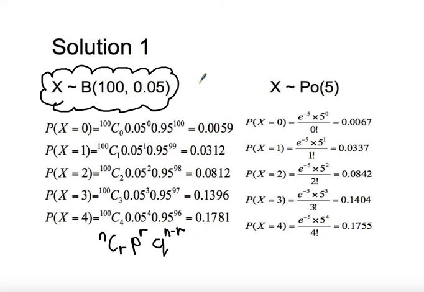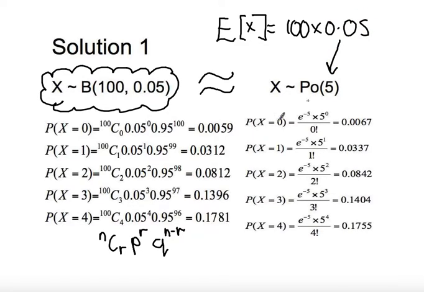Now, we can, as we said, approximate using the Poisson using the expectation of X. The expectation of X is 100 times 0.05, which gives us our mean that we're using for the Poisson. So the Poisson formula, if you remember, is calculated as e to the minus lambda, where lambda is the mean, times lambda to the power of r all over r factorial. Okay, so again, you can have a look here. Here are all the probabilities that have been calculated.